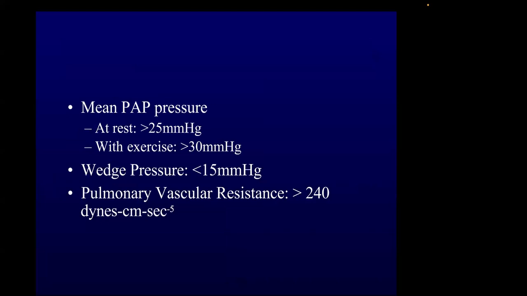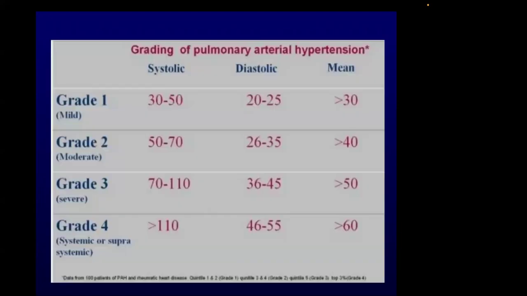Mean pulmonary arterial pressure at rest more than 25, exercise more than 30, wedge pressure less than 15, pulmonary vascular resistance more than 240 dyne seconds per centimeter. And this is the grading of pulmonary arterial hypertension: systolic, diastolic and mean. Grade 1 is mild, grade 2 moderate, grade 3 severe, grade 4 is systemic or supra-systemic. Grade 1 mild is 30 to 50 systolic pressure, diastolic 20 to 25, mean more than 30. And more severe, grade 3, is 70 to 110, 36 to 45, and more than 50 is the mean.